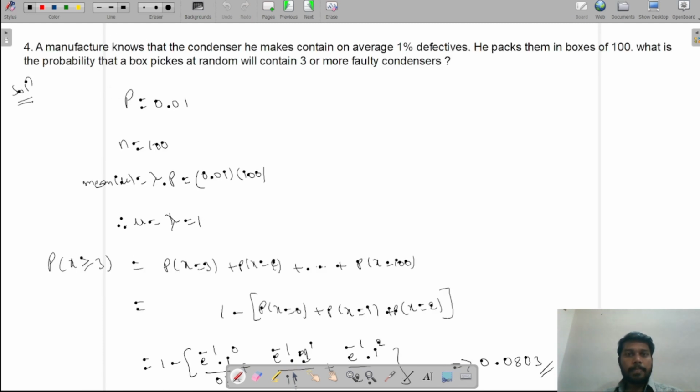Fourth one, here: what is the probability that a box picked at random will contain 3 or more faulty condensers? So the x value is greater than or equal to 3.